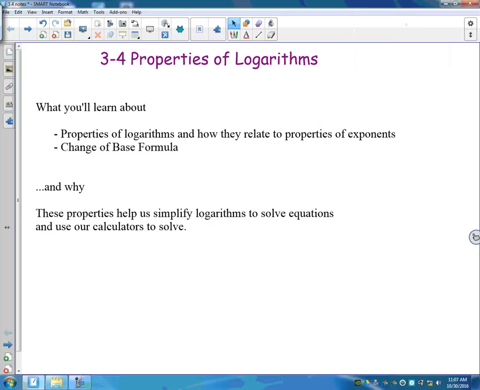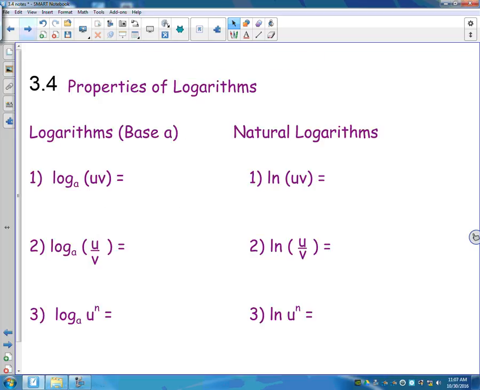Okay, so today we're just going to wrap up the activity that we did, talk about these properties, why we need to know those properties, and one other formula that maybe you remember from last year, the change of base formula. And again, this is leading us to solving equations algebraically with logarithms and exponential functions.